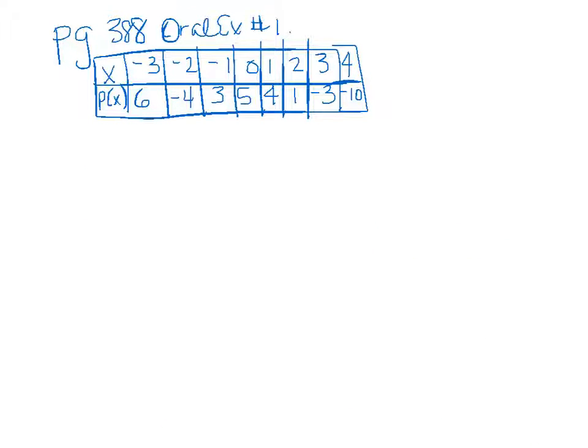Okay, looking at page 388, this is oral exercise number 1 asking us to approximate some zeros of this polynomial. It's given to us in table form, so you can see there is no place explicitly where the value of the polynomial p of x is equal to 0. But we know by the intermediate value theorem that it must lie between a positive and a negative number. So look for where it changes signs for your p of x value. And that's going on right here. I'm going from a positive 6 to a negative 4. So somewhere in here is an x value that is a root or a solution to this polynomial equals 0.